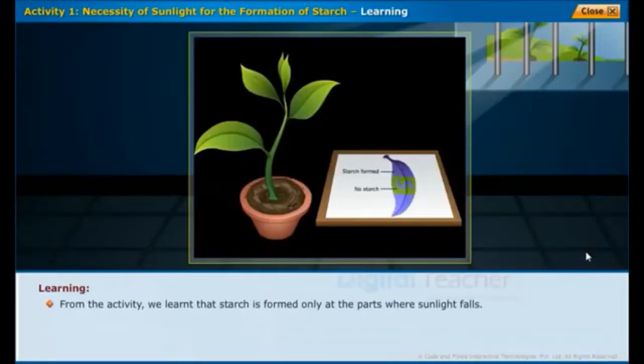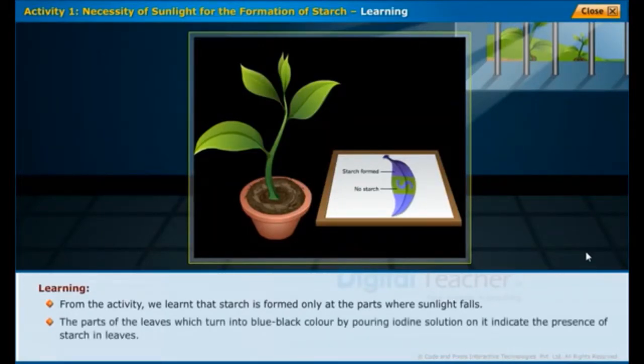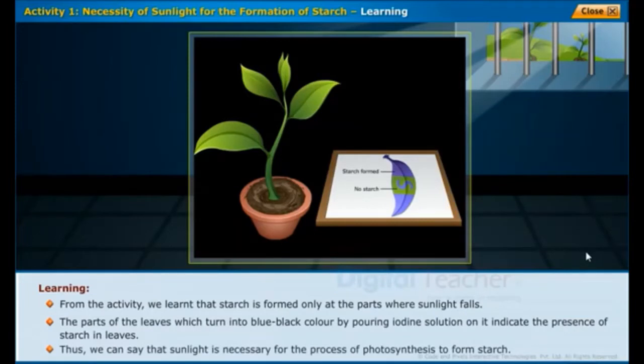From the activity, we learn that starch is formed only at the parts where sunlight falls. The parts of the leaves which turn into blue-black color by pouring iodine solution on it indicate the presence of starch in leaves. Thus, we can say that sunlight is necessary for the process of photosynthesis to form starch.